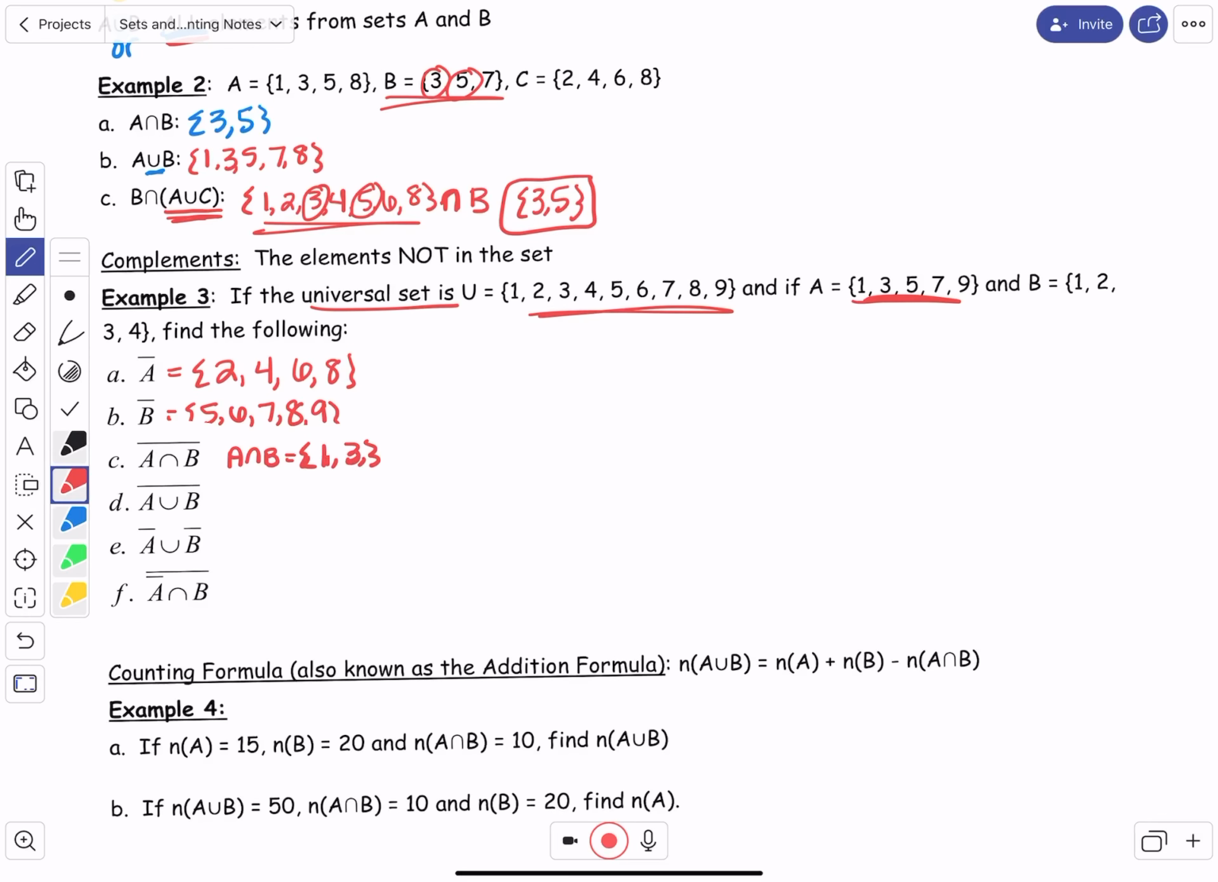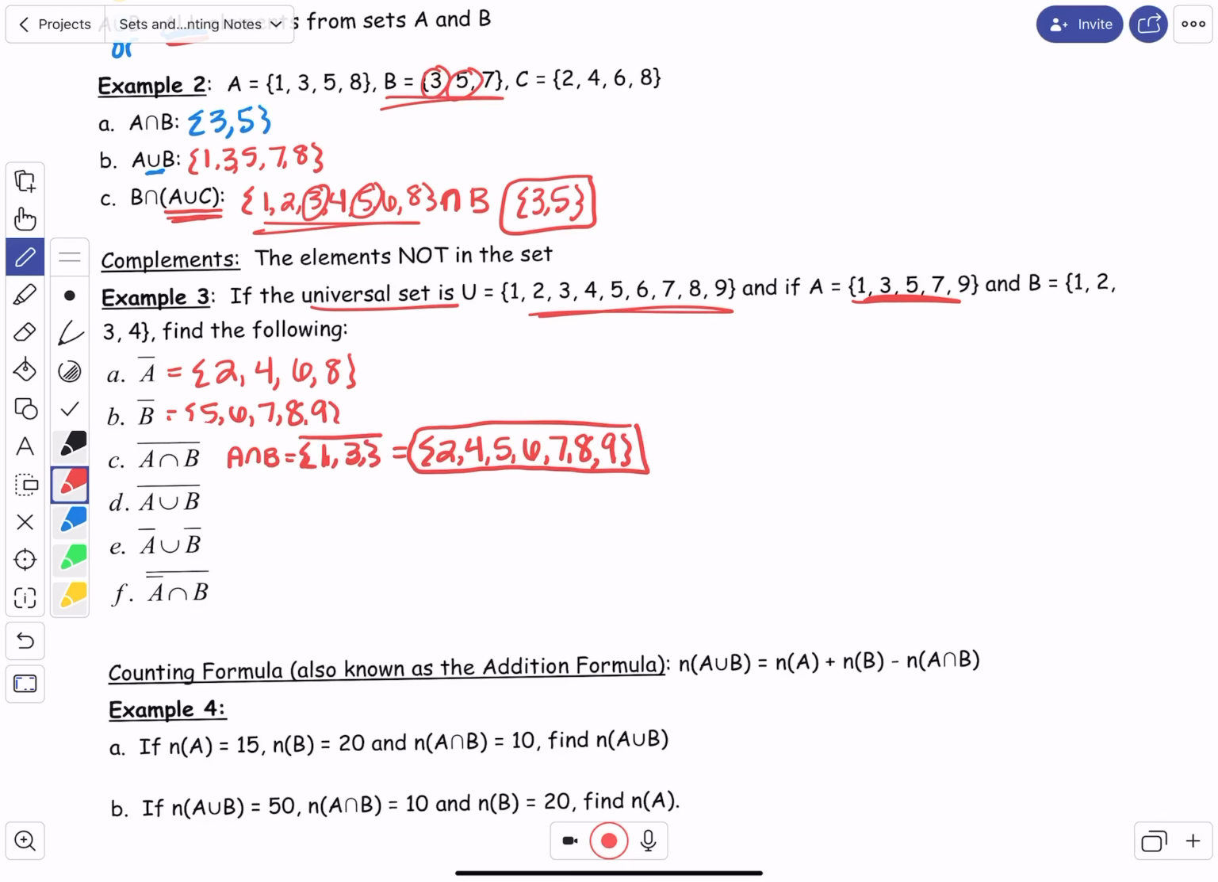Okay, now I'm going to take basically the complement of 1 and 3. So what is that missing? Well, it's missing the 2 and the 4, 5, 6, 7, 8, 9. I'm comparing it to the universal set, and that's what it's missing.